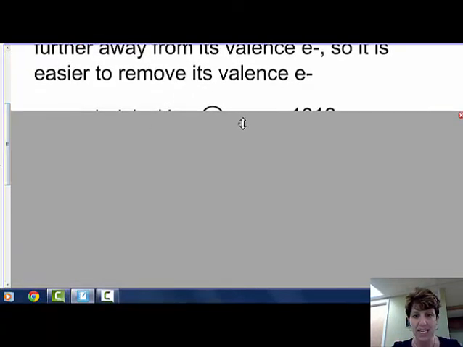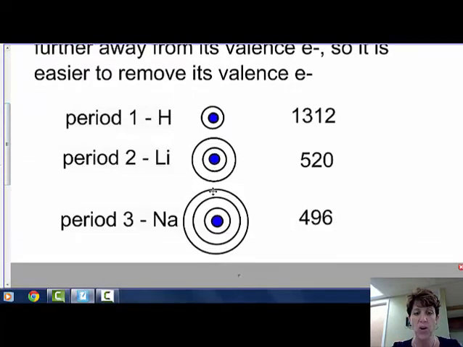All right, and I have some examples of that. Period 1, period 2, period 3, these are all group 1. Each one has less and less ionization energy. So it's very difficult to get an electron away from hydrogen. Its ionization energy is very high. It's easier to get an electron away from sodium because its ionization energy is lower.